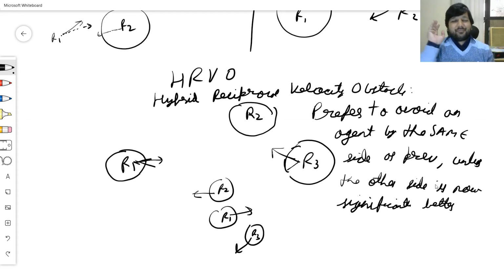So once I say I'll avoid you from the left, I will keep on avoiding you from the left unless you make that big move that shows me that you cannot avoid me from the left. So once I decide to avoid you from the left, I will religiously follow that up unless and until you do something that my avoiding on the left is just not possible. So that's the hybrid reciprocal velocity obstacle.